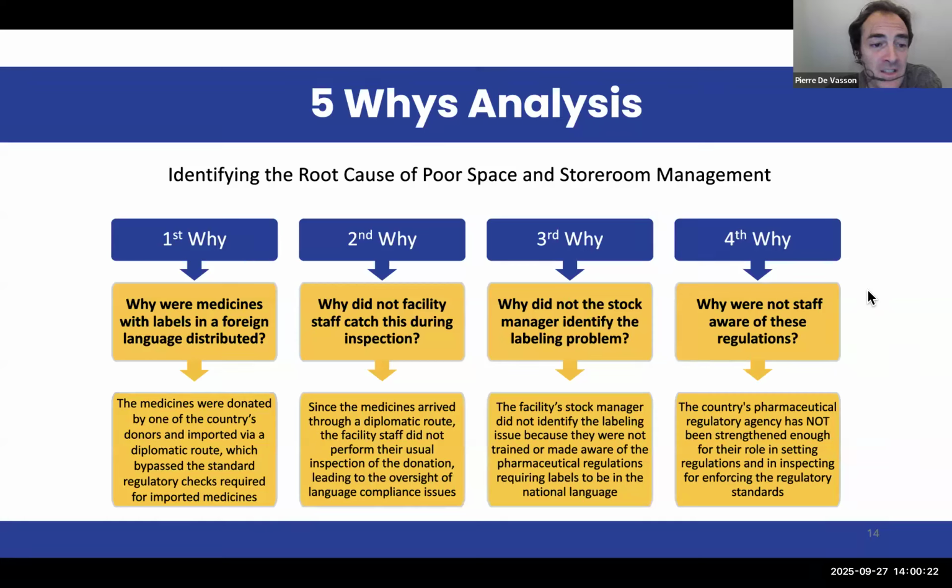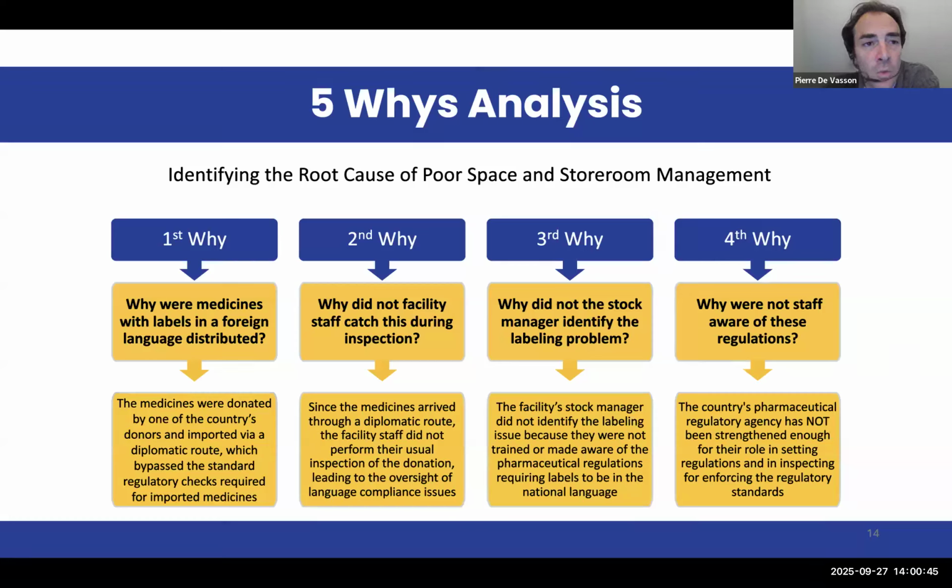Why were medicines with labels in a foreign language distributed? And the answer to that could be the medicines were donated by one of the country's donors and imported via diplomatic route, which bypassed the standard regulatory checks required for imported medicine.